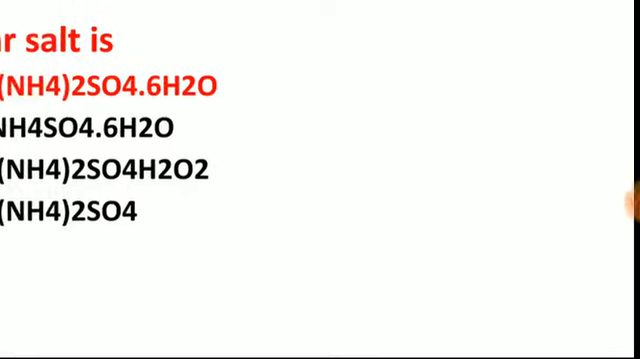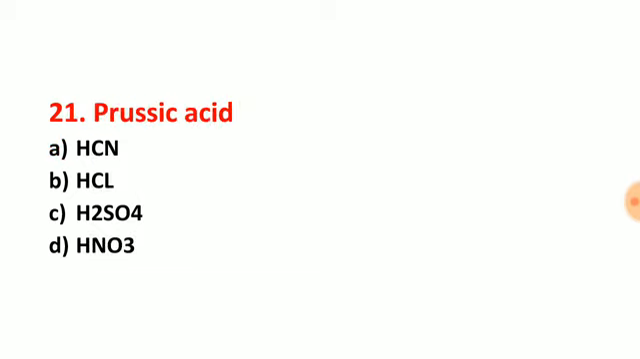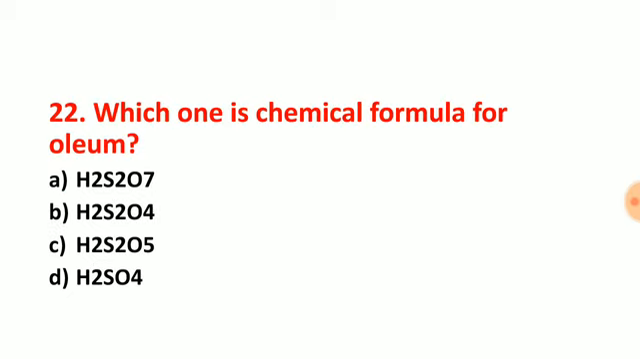Question number 20, white vitriol is ZnSO4.7H2O. ZnSO4.7H2O is known as white vitriol. Question number 21, prussic acid. Prussic acid is HCN. HCN is known as prussic acid. Question number 22, which one is the chemical formula for oleum? H2S2O7 is the chemical formula for oleum.